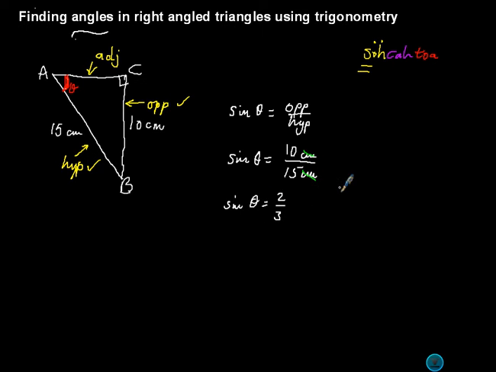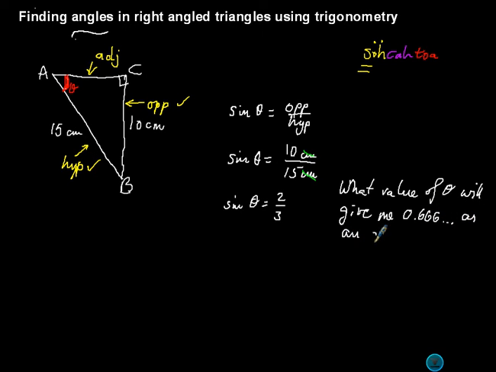What we're really asking ourselves is what value of theta will give me 0.666 etc. as an answer. Because 2/3 is 0.666, so sine of what is 2/3?